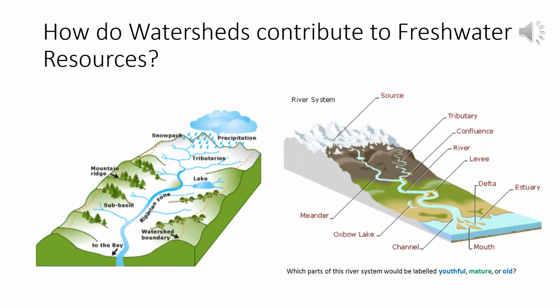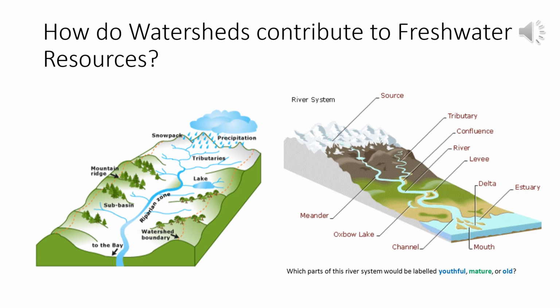Then you have the mouth of the river. This is where the river empties into another body of water. It may be an ocean or it may be a lake. At the mouth of the river, you may have silt deposits that build up and form what is called a delta. At the mouth of the river, depending on what the body of water is, you may form an estuary, where you will find brackish water and areas such as mangrove forests.